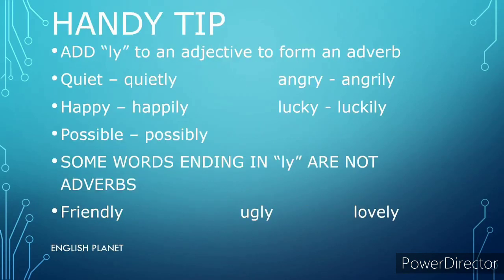Now a handy tip. If you add ly to an adjective, an adverb is formed. For example, quiet is an adjective. If you add ly to quiet, it becomes quietly. So quietly is an adverb. Happy becomes happily. Happily is an adverb. Happy is an adjective. Possible is an adjective. Possibly is an adverb. Angry is an adjective. If you add ly, it becomes angrily. Angrily is an adverb. Lucky is an adjective. If you add ly, it becomes luckily. And luckily is an adverb.